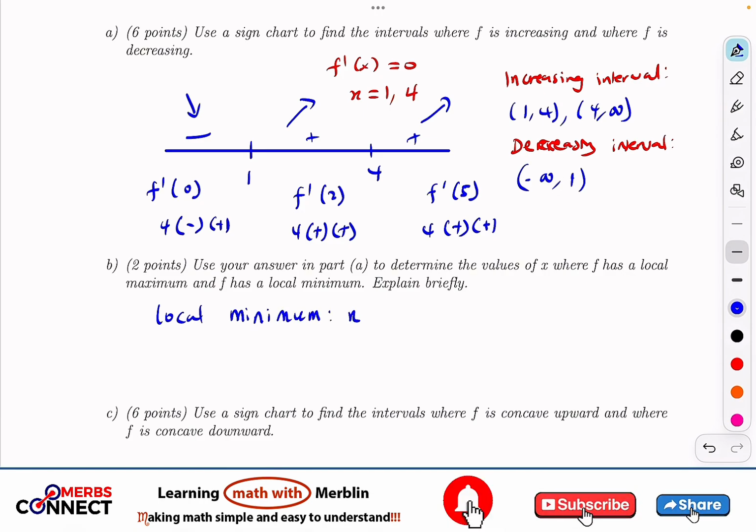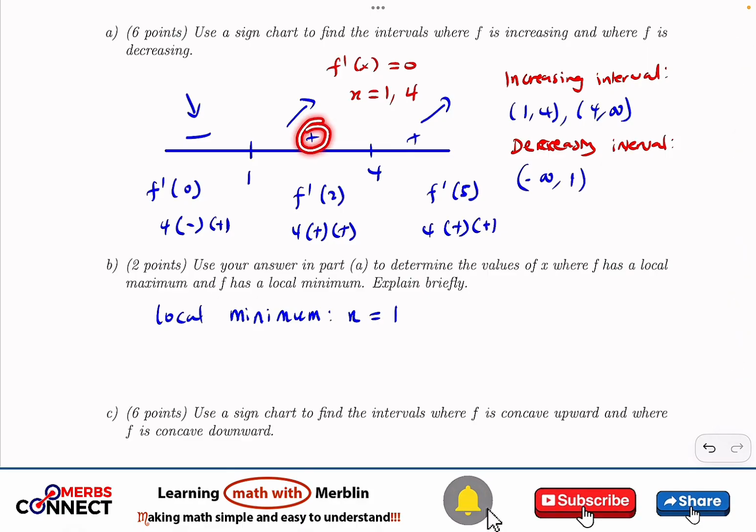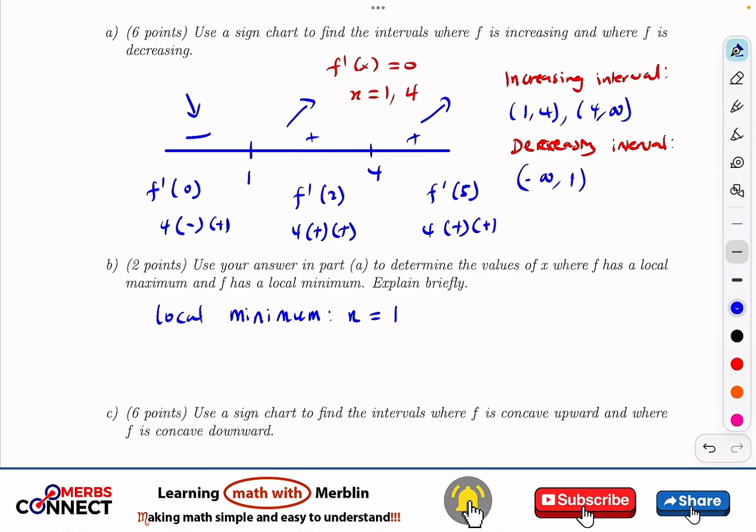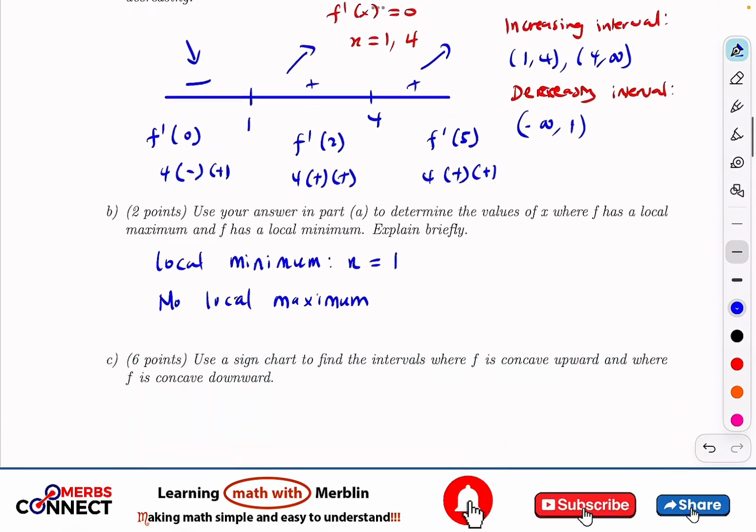So we have local minimum, which is at x is equal to 1. But here the sign is not changed. We have positive, positive. So here we don't have local max. So no local maximum. So that is basically what is happening there.